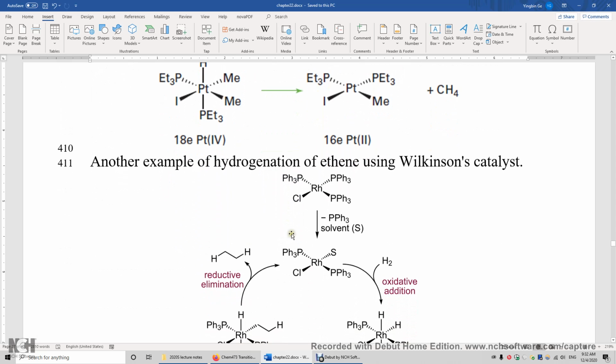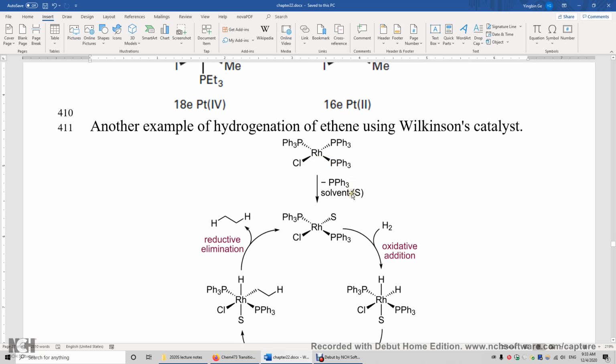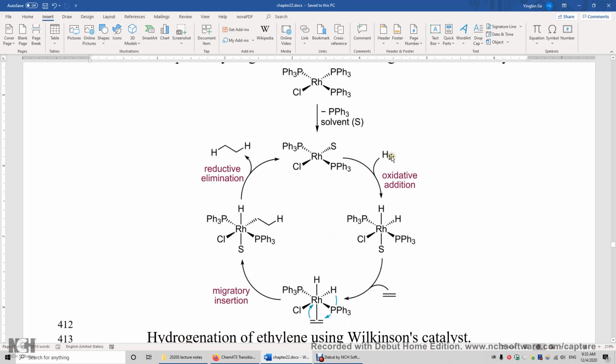Now I'm going to give you another example. It's a catalytic cycle for the hydrogenation of ethene. And this is Wilkinson's catalyst. So you put this catalyst in a solvent. A solvent molecule can replace one of these triphenylphosphino ligands. There are 3 of them. So it's going to replace one of the 3. So we have a solvent here, a chloride here, and then we have these 2. Both are triphenylphosphino ligands. And then hydrogen comes in.